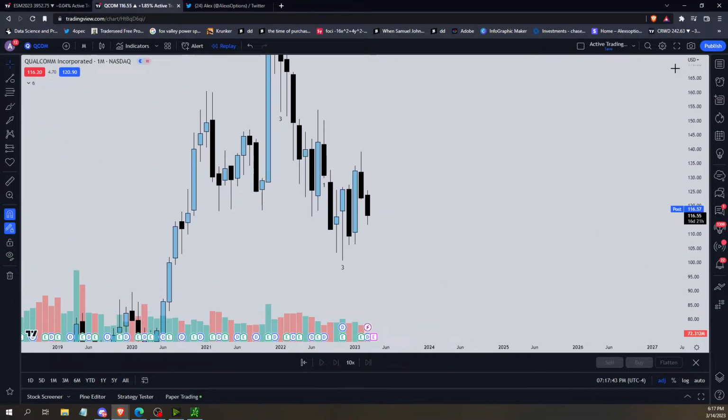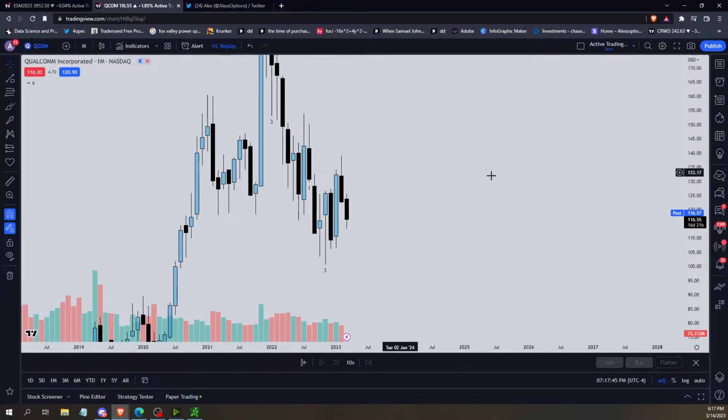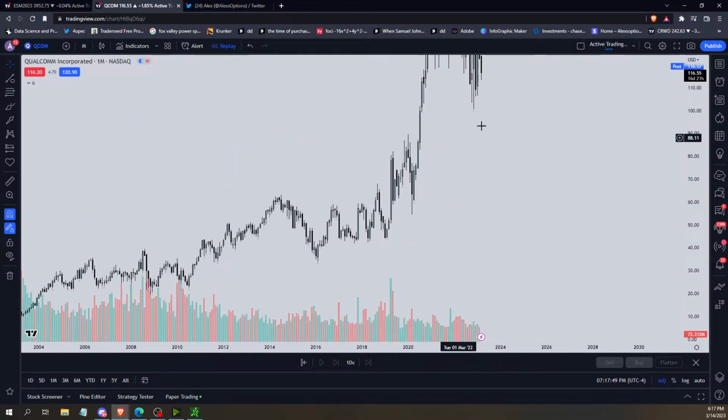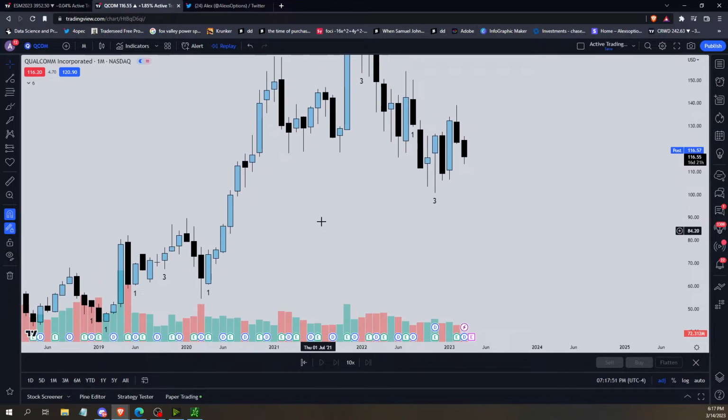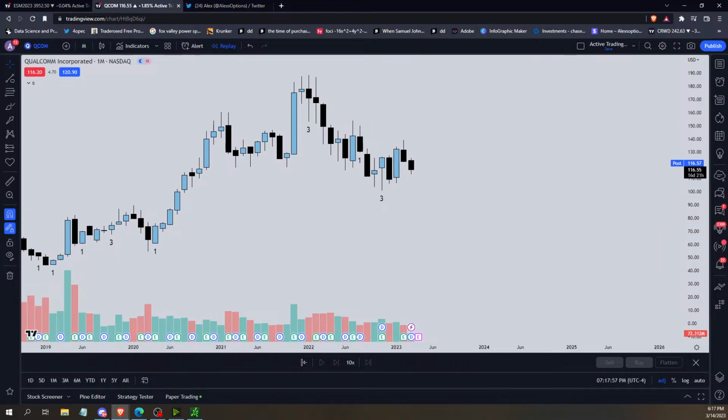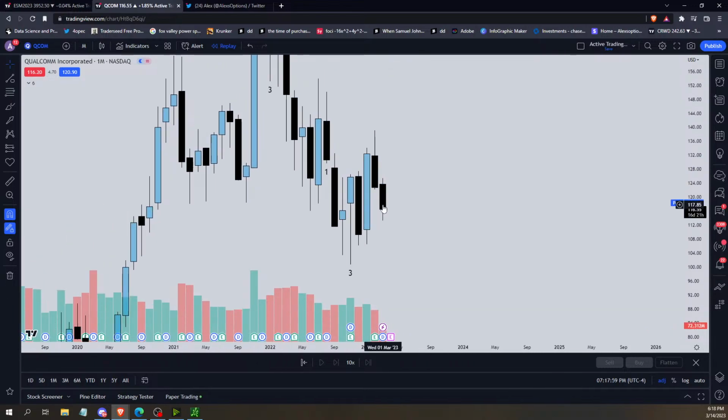So one thing I don't like about QCOM is you don't really have a very defined broadening formation, which doesn't mean there isn't one. It just means it's hard to draw them on the higher time frames. If we just go and kind of look, it's like, here's your broadening formation you expanded from. So potentially they try and return to that on the longer term basis, but who knows?